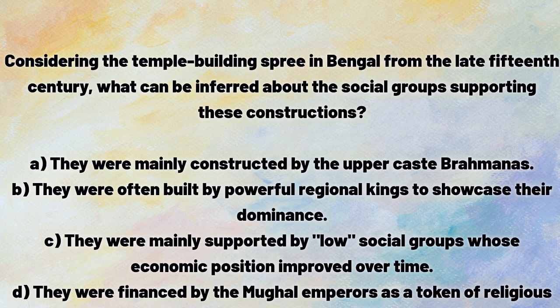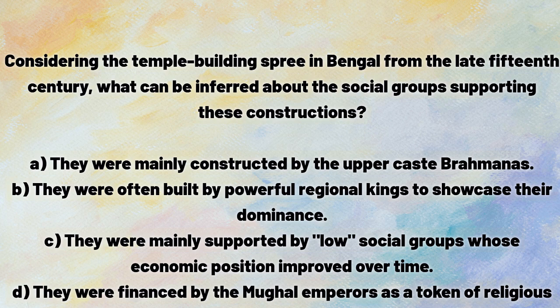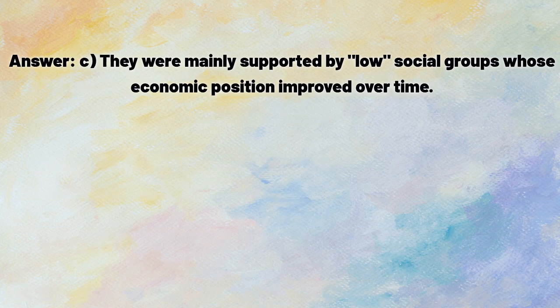Considering the temple building spree in Bengal from the late 15th century, what can be inferred about the social groups supporting these constructions? A. They were mainly constructed by the upper caste Brahmanas. B. They were often built by powerful regional kings to showcase their dominance. C. They were mainly supported by low social groups whose economic position improved over time. D. They were financed by the Mughal emperors as a token of religious harmony. Answer: C. They were mainly supported by low social groups whose economic position improved over time.